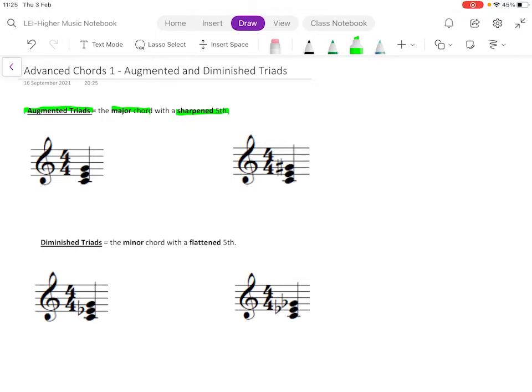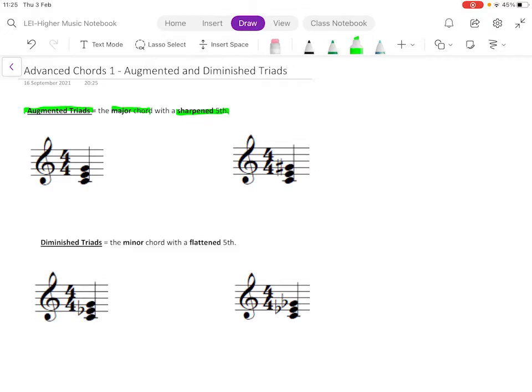So when you're writing out the names of the chords, just like you would have C major or C minor, when it comes to diminished and augmented, if you're writing the name of the chord, you could write C augmented or you could write C aug. If you're writing diminished, you could write C dim. Likewise, G augmented would be G aug. G diminished would be G dim, and so on. Okay.